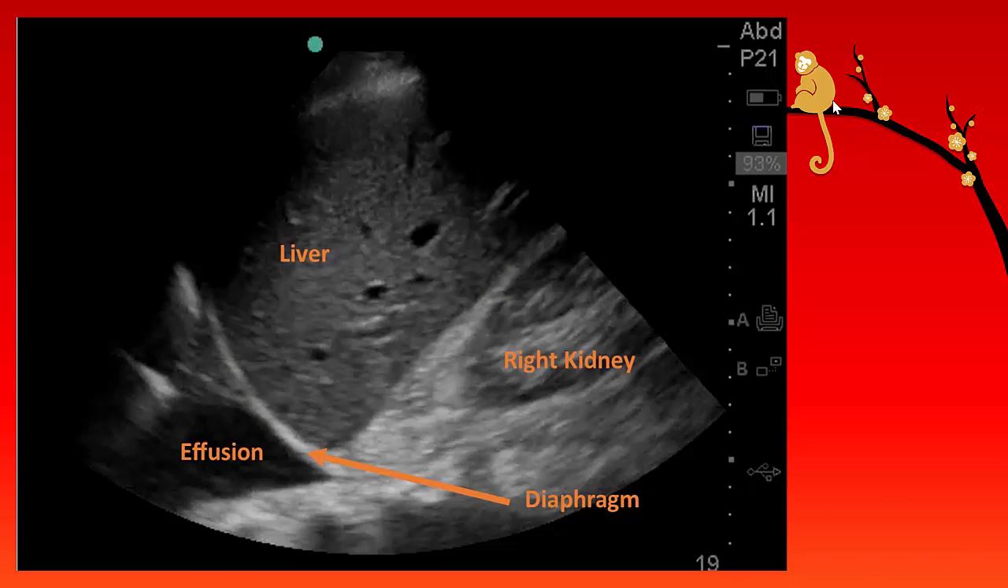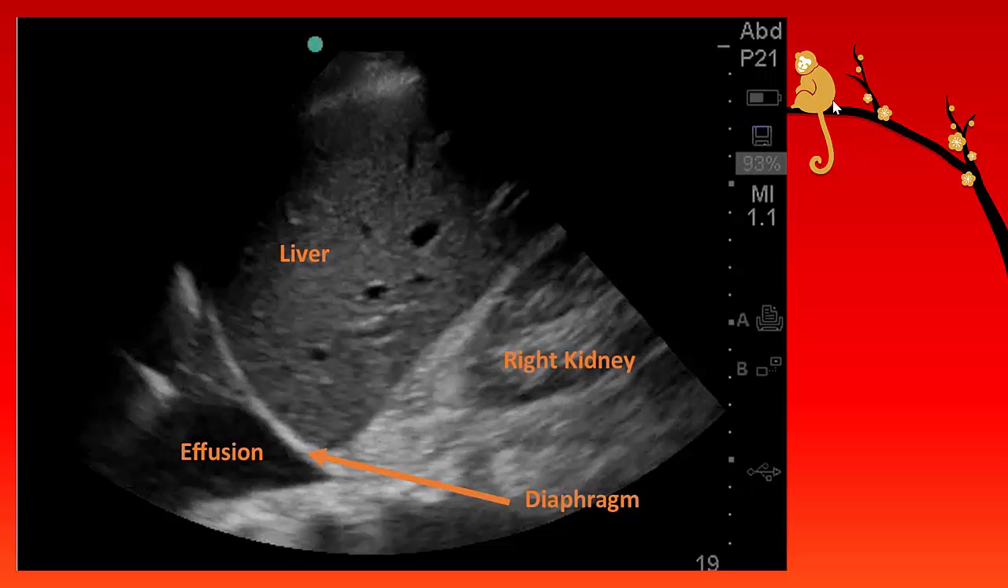Now, when you're looking at the lungs, you're looking for essentially two things. You can find pneumothorax or hemothorax. But diagnosing pneumothorax on ultrasound really requires a real-time moving image. So I think it's pretty unlikely that this is going to come up on the exam. However, you should be able to identify a hemothorax on a static image.